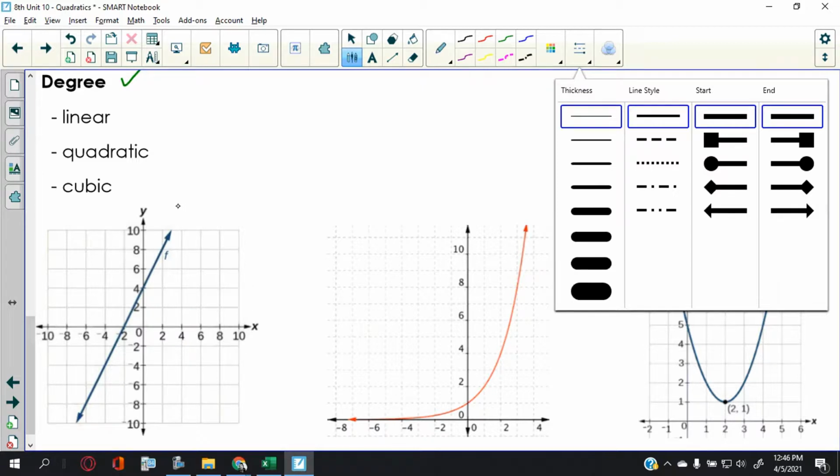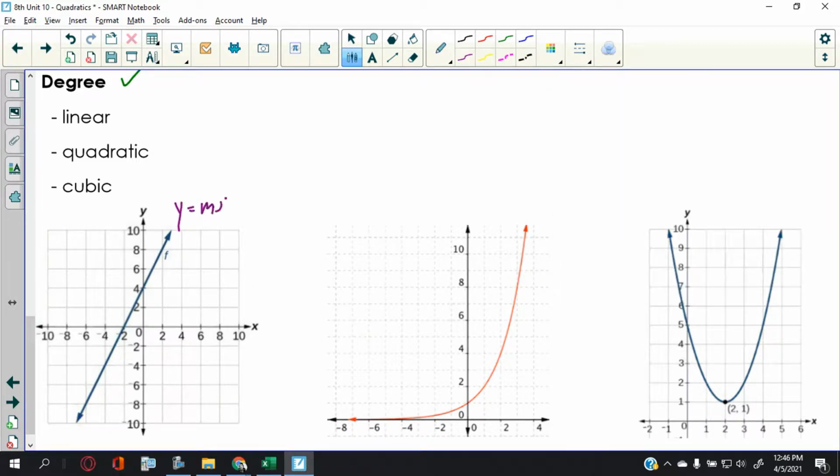So back in the day, y equals mx plus b. In this case, it's actually y equals 2x plus 4. That's the actual equation. So that's a linear expression or function or equation, okay?